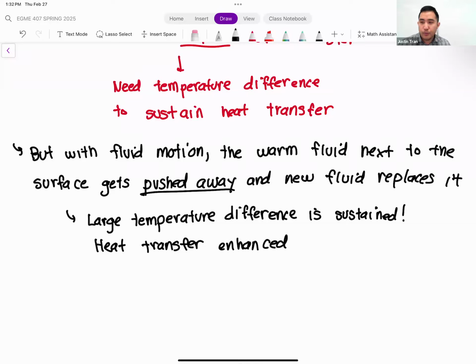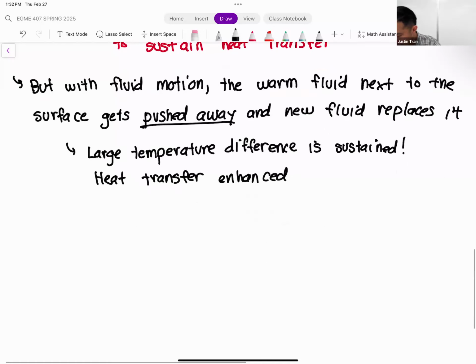Okay, good. All right, so let's get into some of the details of how this actually works. And to talk about that, we need to bring up a topic from fluid mechanics called boundary layers.